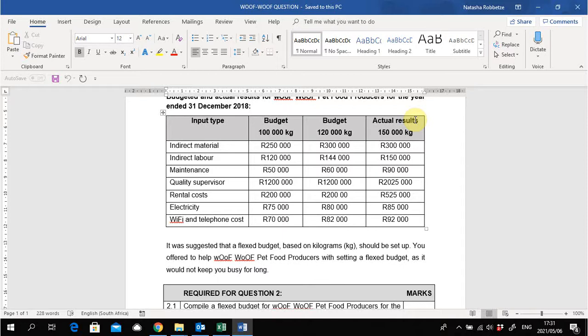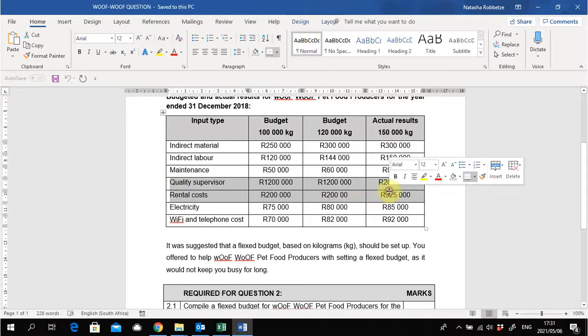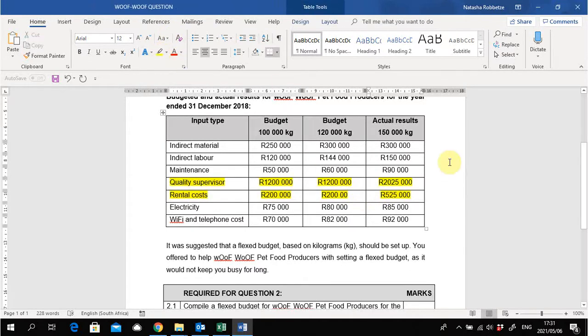So I always start with the fixed cost because it's the easiest one to observe. And I believe that the fixed cost would be the quality supervisor cost, as well as the rental cost. So in order to remind myself that this is a fixed cost, I'm going to highlight it in yellow. All right, then I'm going to start doing my calculation. And of course, the calculation is that you need to take the rand value and divide it by the cost driver that is associated with that budget level.